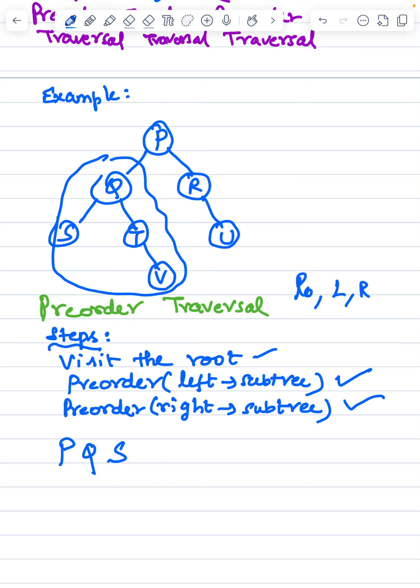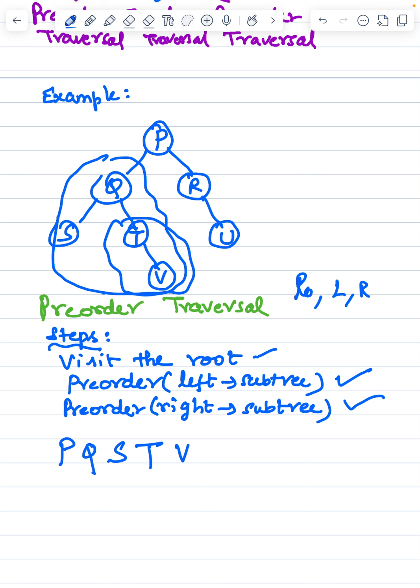Now the left subtree is done, then you have to come to the right subtree of Q. So what is the right subtree of Q? This part is the right subtree of Q. So we have to check again for the root. T is the root. We have to visit the left subtree of T. We don't have anything called left subtree of T. If we don't have it, then what we have to do? We have to move to the right subtree of T, which is V.